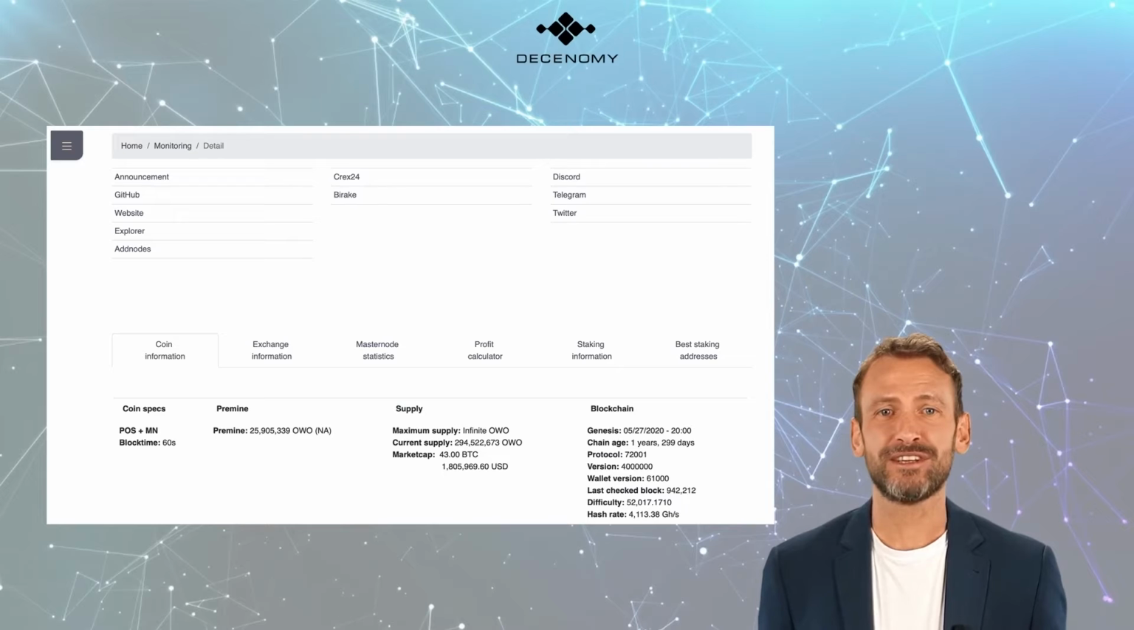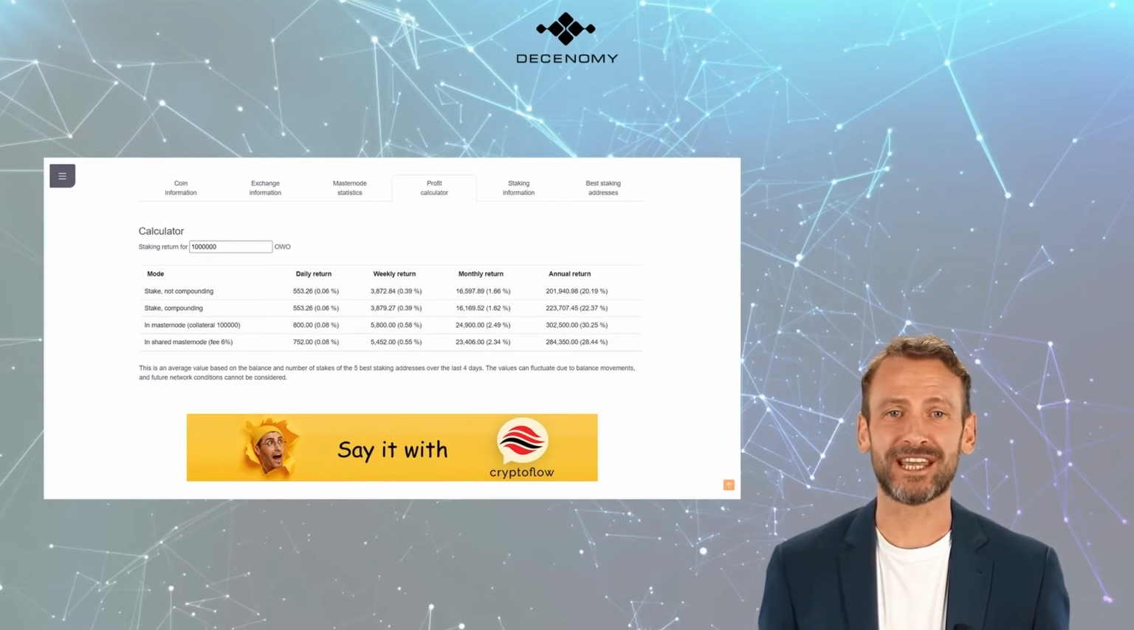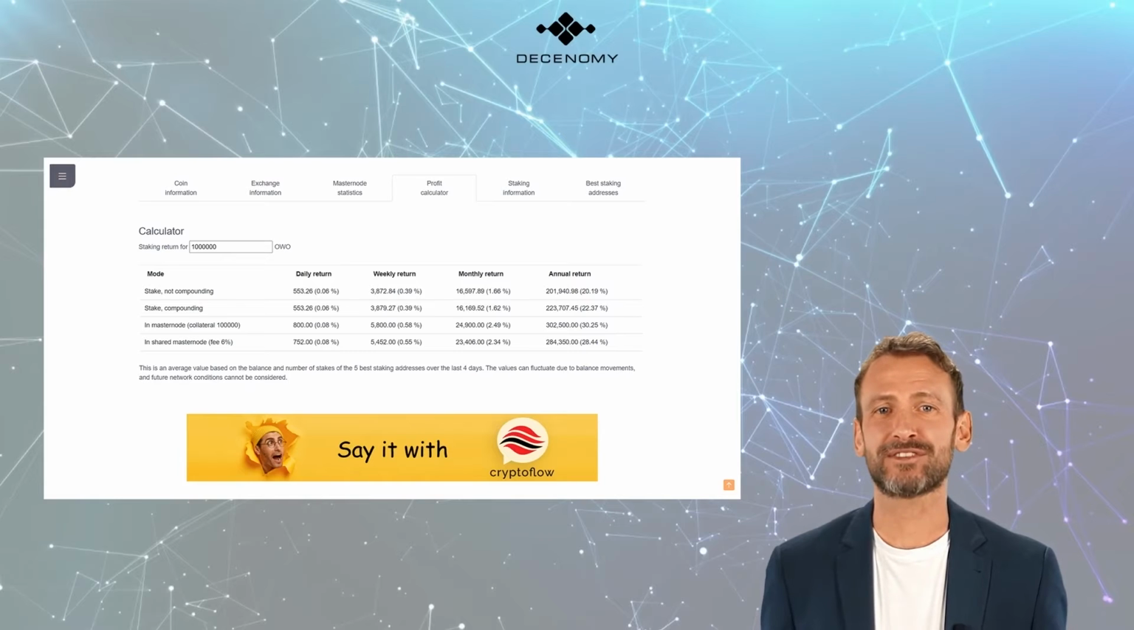We will mainly look at these three tabs for now. Profit Calculator, Staking Information, and Best Staking Addresses. Profit Calculator. The Profit Calculator offers an estimate of the rewards that we can expect given a certain amount of coins. However, this statistic is not 100% guaranteed as the blockchain is a dynamic system in which the factors change constantly. As we can see in the image, we have entered the value of 1 million OWO.